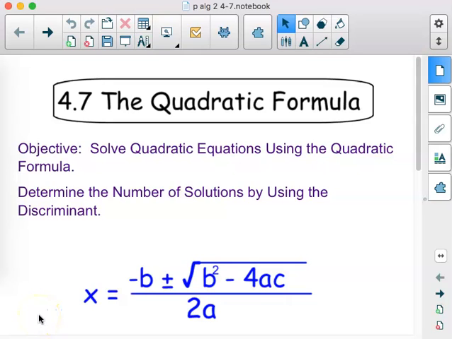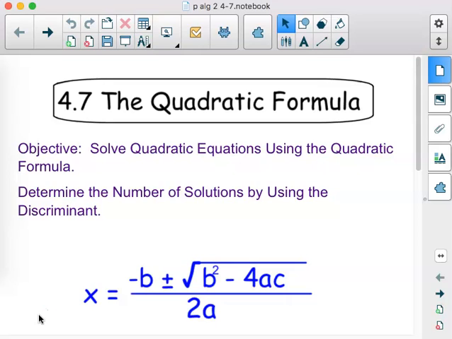So today's lesson from section 4.7 is going to be the quadratic formula. And like it says, the objective is we solve quadratic equations using the quadratic formula. We already learned that completing the square will solve every quadratic that there is. So why do we need another way to solve them?